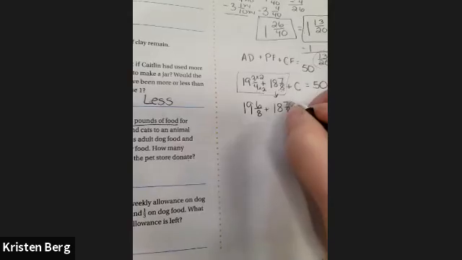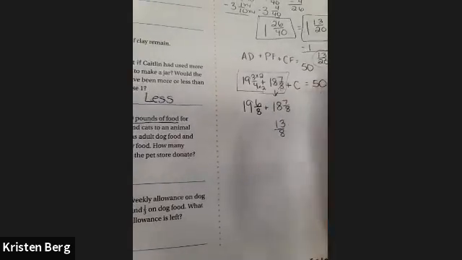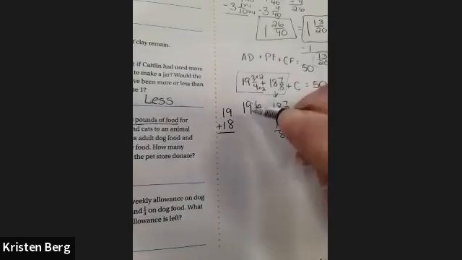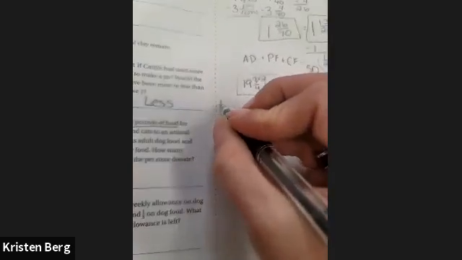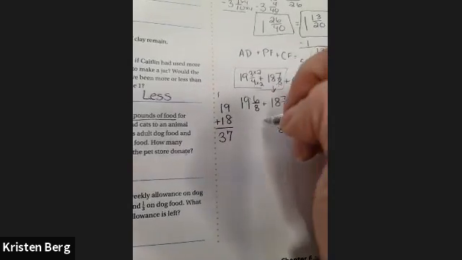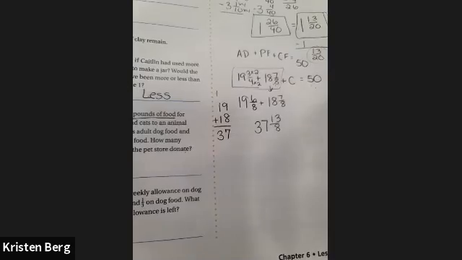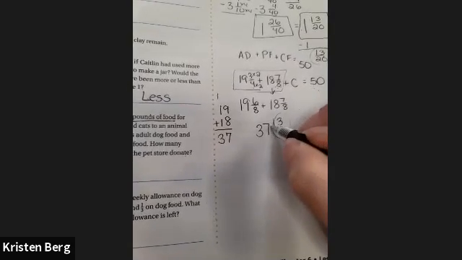This would be 7 plus 6 is 13/8. And then 19 plus 18 would be 37. So that would be 37 and 13/8. And can we have that? You should be saying no. We cannot have an improper fraction.